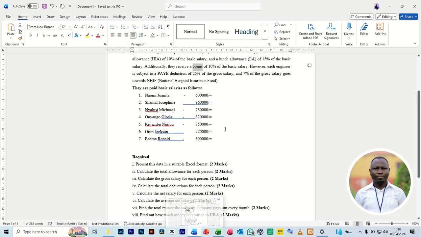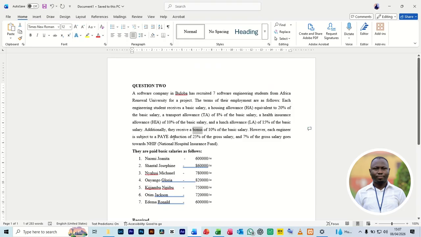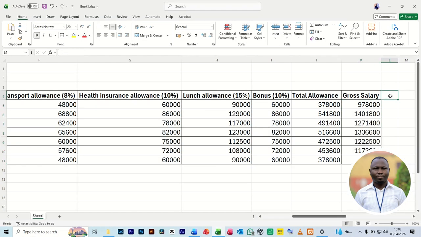Remember, we already have deductions given to us here. We have a deduction of 20%, which is given to payee. Then we also have 7%, which is given to the National Hospital Insurance Fund. If that is the case, let's include the two in our calculations. We have here payee, which is the deduction. We add it here.